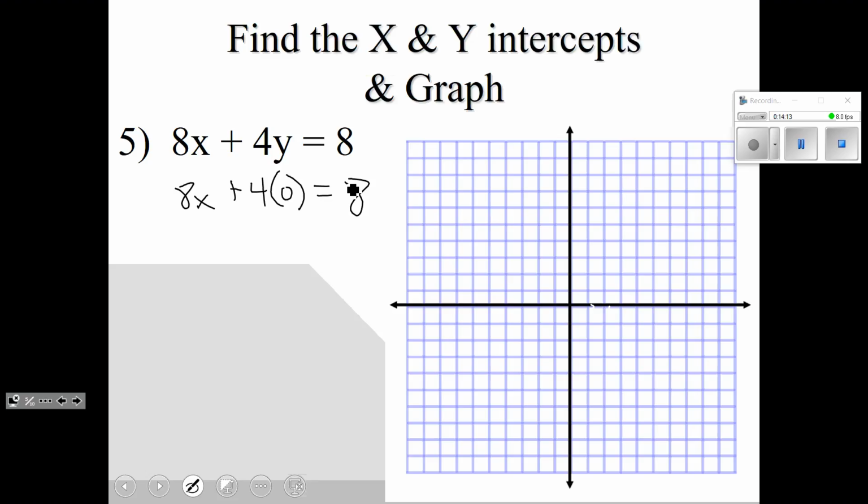So what happens? What is 4 times 0? 0. Whoops, that would be a plus. Excuse me. And 8x plus 0 would be 8x. So really, what happened to all this right here?